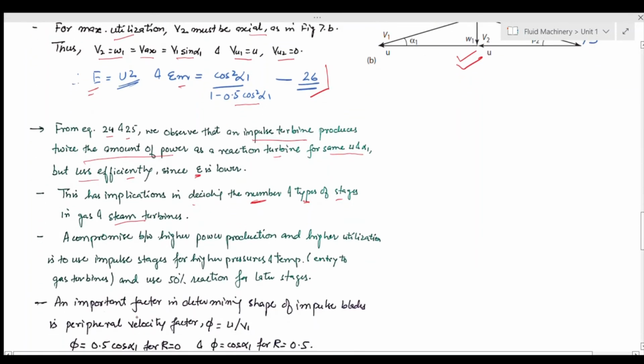we move ahead. So a compromise between higher power production and higher utilization is to use impulse stages for higher pressure and temperature. And high pressure and temperature exist near entry to gas turbines. So near the entry to gas turbine, यानी जहाँ पे इनलेट है, इनलेट के ऊपर में हम इम्पल्स स्टेजेस यूज कर रहे हैं, यानी कि R इक्वल टू 0 वाली स्टेजेस यूज करेंगे, एंड देन वी यूज 50% reaction stages afterwards.